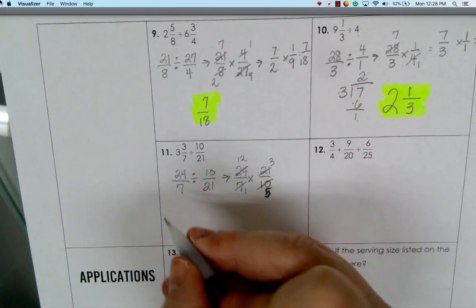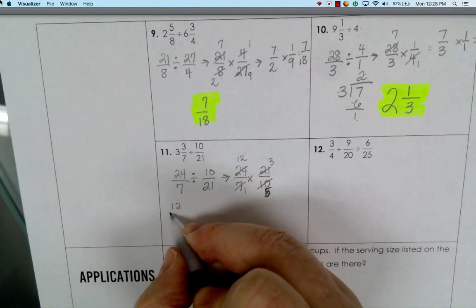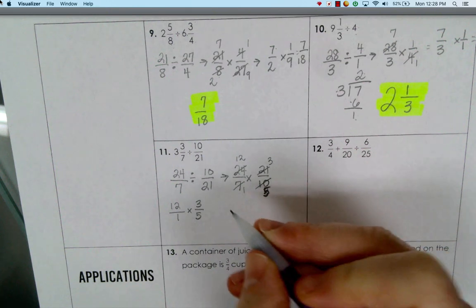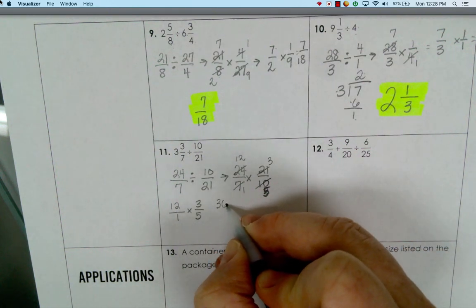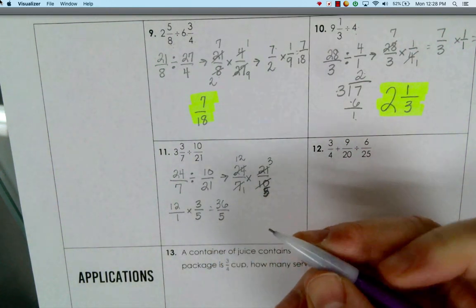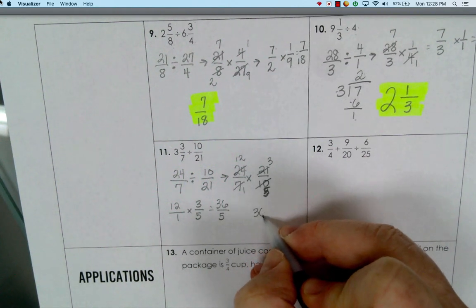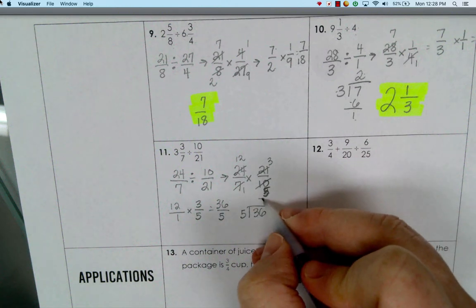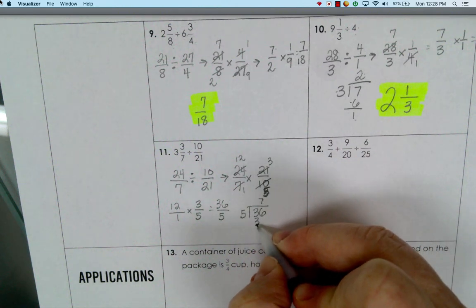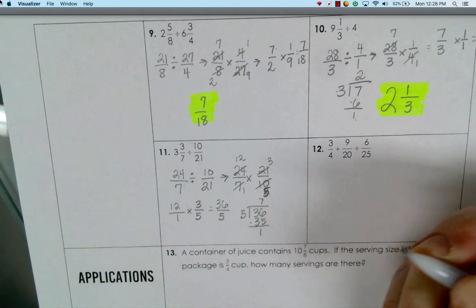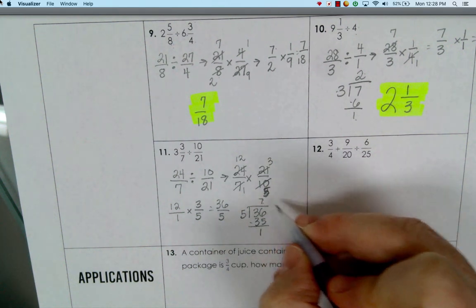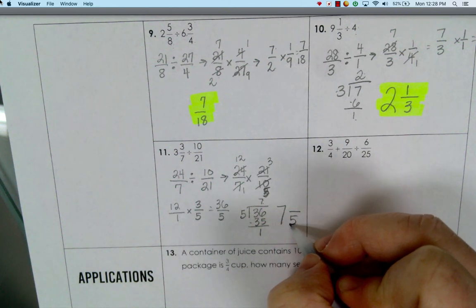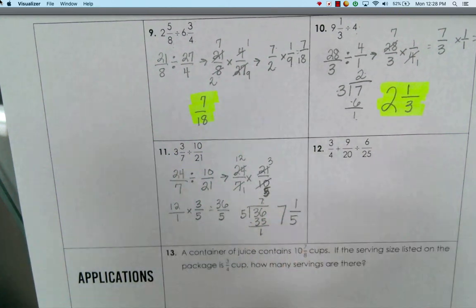So let's rewrite this so it's not so sloppy. 12 over 1 times 3 over 5. 12 times 3 is 36 over 5. Now we have to divide. 5 goes into 36 7 times. 7 times 5 is 35. So, whole number is my quotient. Denominator stays the same. Remainder is my new numerator.